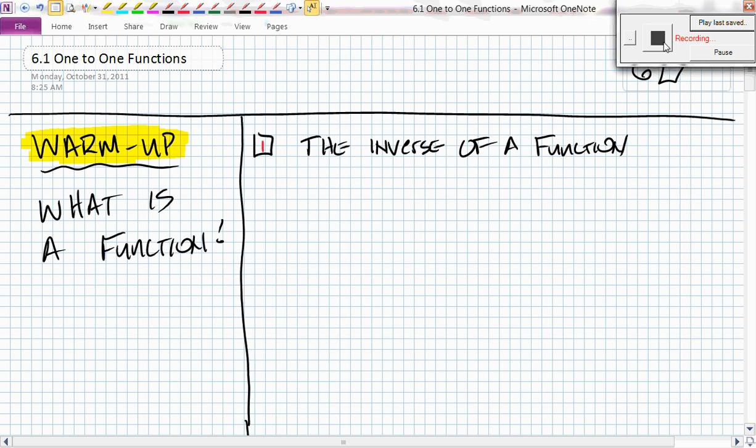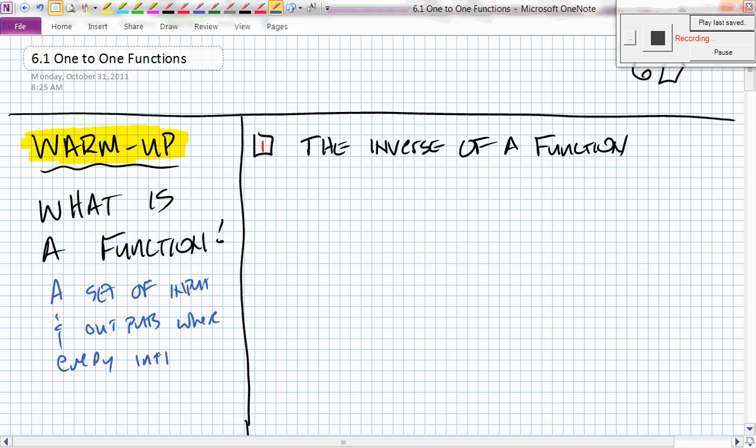On down, okay? So Brody says, a set of inputs and outputs where every input has a unique output. Is that basically what you said? Did I paraphrase that good enough for you? That's exactly what you said. Okay. A set of inputs and outputs where every input has a unique output. That's terrible handwriting, by the way. Sorry about that.